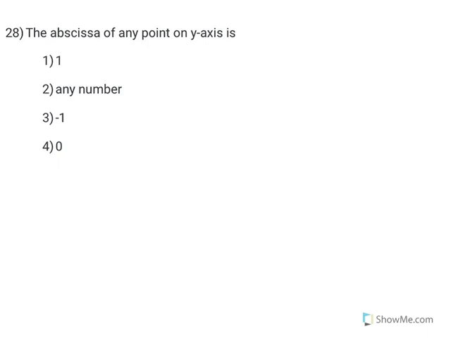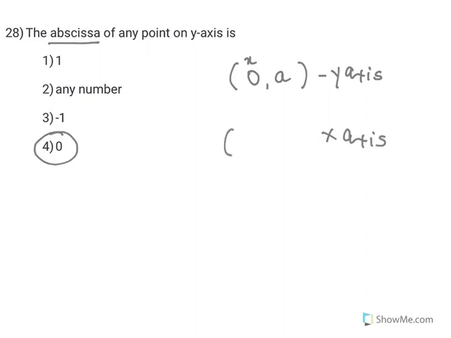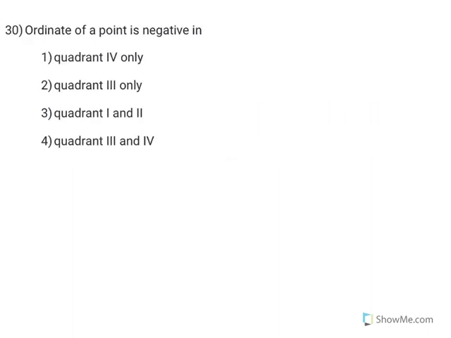The abscissa of any point on the y-axis. Now any point on the y-axis, the x is 0, and this could be any point, it could be A. This is a point on the y-axis. Now they said the abscissa is the x coordinate, and you know the x coordinate now is 0. For the x-axis, any point on the x-axis is given as A, 0. So here the ordinate is 0, whereas the abscissa could be any number.